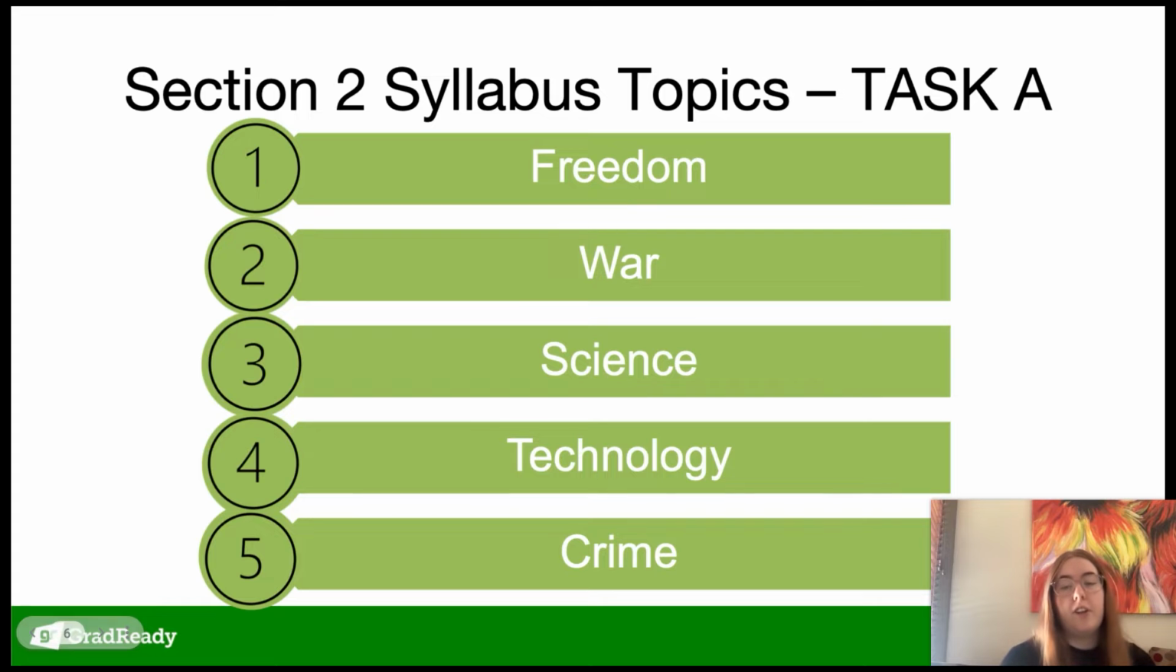Moving on to the Section 2 syllabus topics. Section 2 of the GAMSAT exam is also known as the written communication section. This assesses your ability to express your thoughts in a logical and effective manner in response to two sets of stimuli. There are two different tasks, Task A and Task B. Task A generally deals with more socio-cultural issues and is best suited to an argumentative style of essay. That's not set in stone, but it's something we would advise. Some of the themes for Task A include freedom, war, science, technology, and crime.